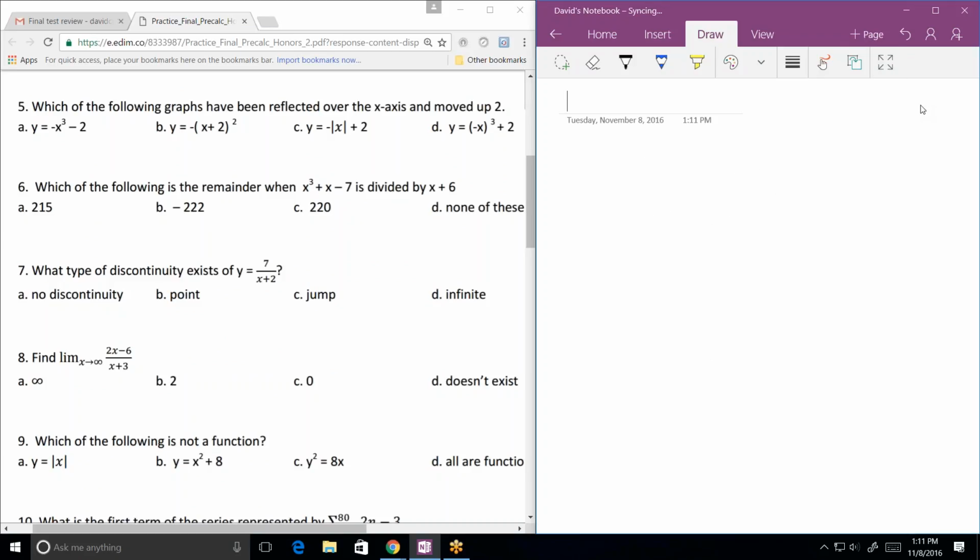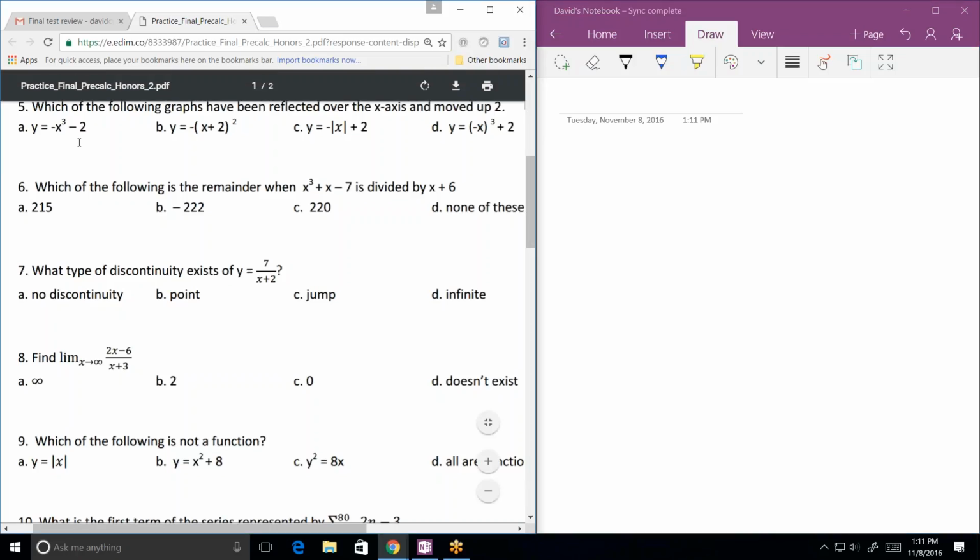All right. Which of the following graphs has been reflected over the x-axis and moved up 2? Would it be D? Very good. And that's not that easy to figure out. In other words, let's look at A. A is reflected over the x-axis because of the negative sign, but then it's moved down 2.